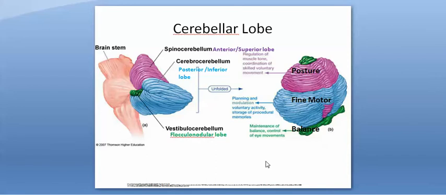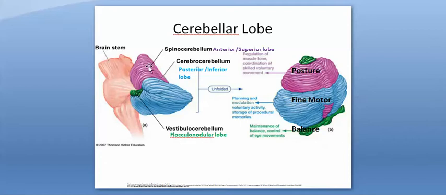So we have three primary lobes of the cerebellum. Here's the brainstem. So this is anterior, this is posterior, superior, inferior. All of this is your cerebellum. We have three lobes. We have the anterior or superior lobe, the posterior lobe, and then the flocculonodular lobe. We also have other names for them: the anterior lobe is also called the spinal cerebellum, then the cerebrocerebellum, and then the vestibulocerebellum. So you're responsible for all of those names.